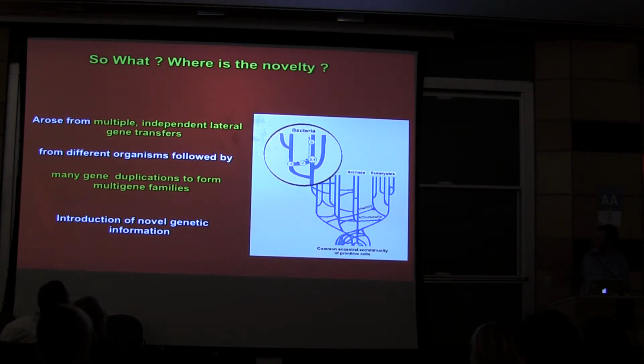Okay, so where is the novelty? The novelty then is these multiple, presumably independent, because they came from so many different sources, assuming that the closest relatives are the ones that provided the genes, multiple independent lateral gene transfers from different organisms, followed by many gene duplications to form these multiple gene families. So the function was already there, but gene duplication didn't have to be associated with new function. The functions were already there. The gene duplication gave this enormous potential to degrade the plant cell walls. So this is an example of the introduction of novel genetic information.